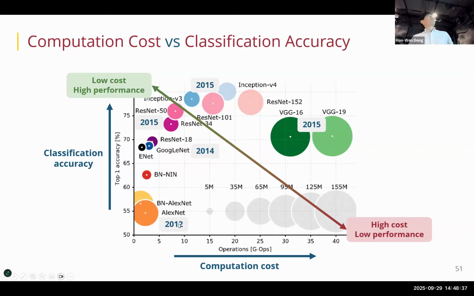So you can see that from 2012, 2014, 2015, now we have all sorts of different options. You could aim for something very high accuracy but computationally costly, but you can also look at something less accurate but with much lower computation costs.